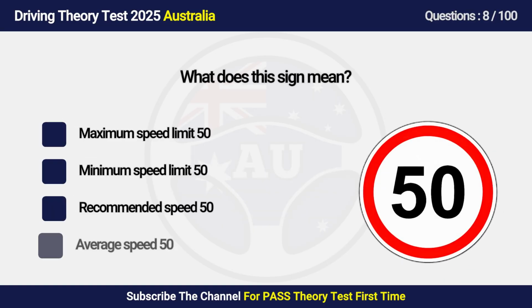Question 8. What does this sign mean? A. Maximum speed limit 50. B. Minimum speed limit 50. C. Recommended speed 50. D. Average speed 50.